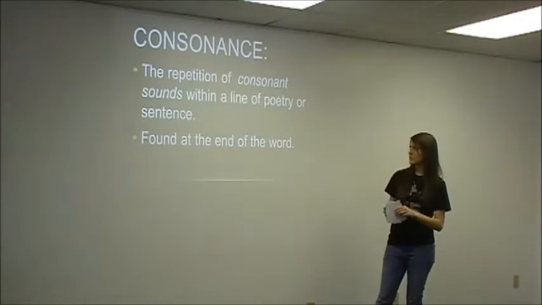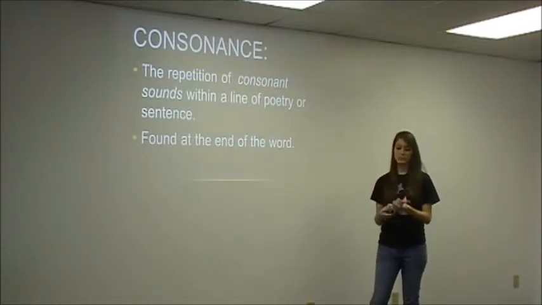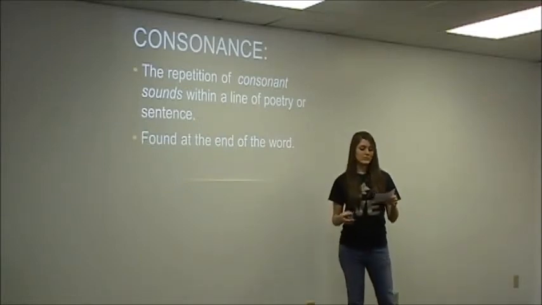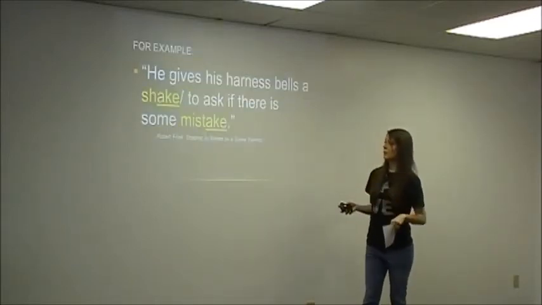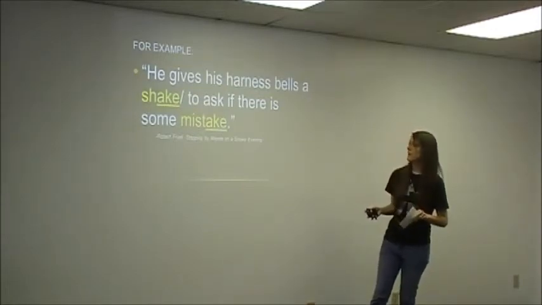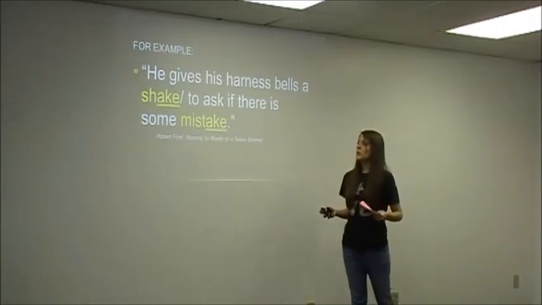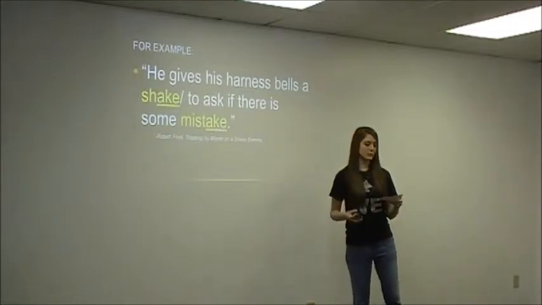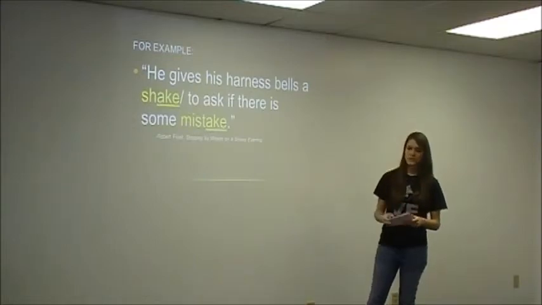Consonance is the repetition of consonant sounds within a line of poetry or sentence, and it's found at the end of the word. So a writer uses words that have the same sound at the end of the word. So it's a lot like rhyming. An example from Robert Frost's poem Stopping by Woods on a Snowy Evening: "He gives his harness bells a shake to ask if there is some mistake." So shake and mistake both end in the letters A, K, E, and so there's that repetition of that ake sound. So rhyming is a really easy way to be able to identify consonance.